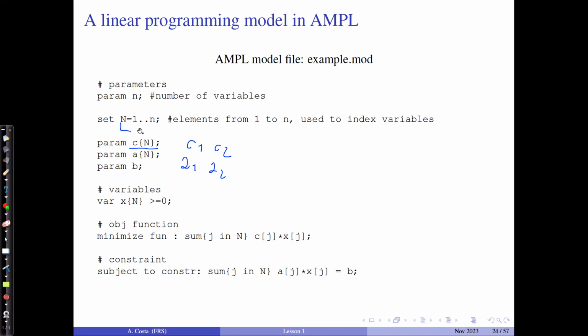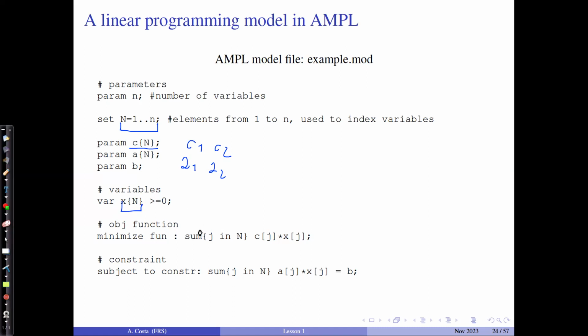Because they are defined over the set N, and N is the numbers 1, 2. Same for the variable. So why do we do that? Because instead of writing C1, C2, or imagine C1, C2, C3, C4, and so on, this way we can just write Cn. And this immediately creates C1, C2, C3, whatever it is. So for variables, we also have 2 variables, X1 and X2.